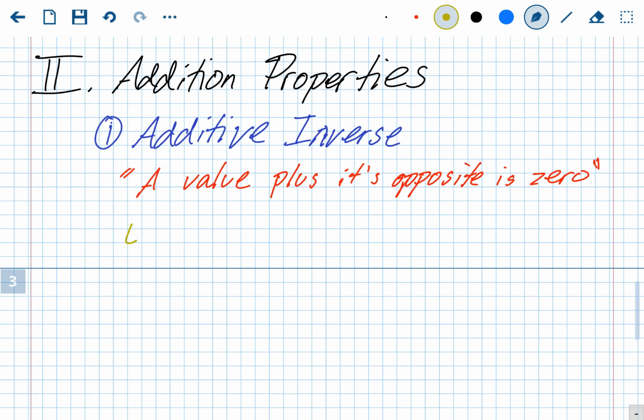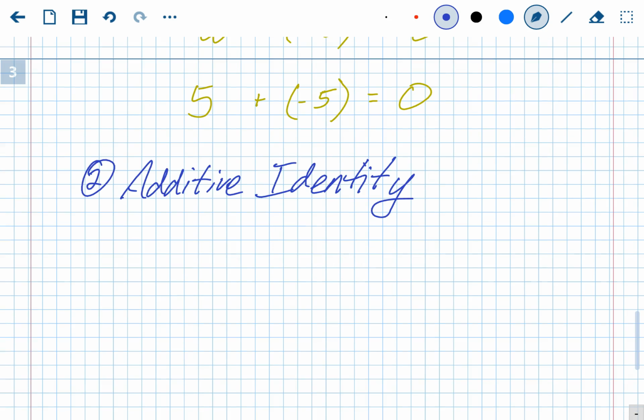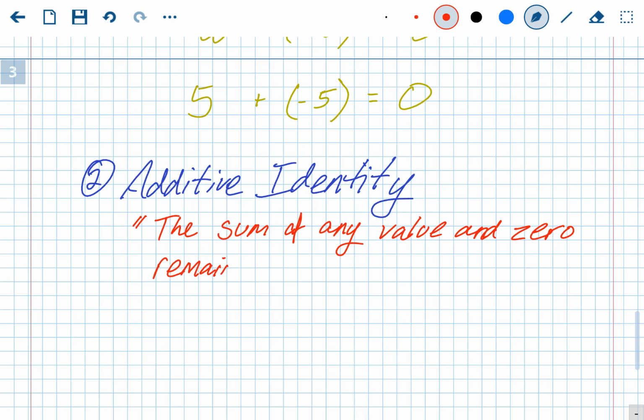The second additive property is the additive identity property. Now the identity is yourself. So any identity property states the same thing. How does something not change? How does it remain the same? So in addition, how do you keep a value the same? Well, you add 0 to it. So the additive identity states that the sum of any value and 0 remains that value.